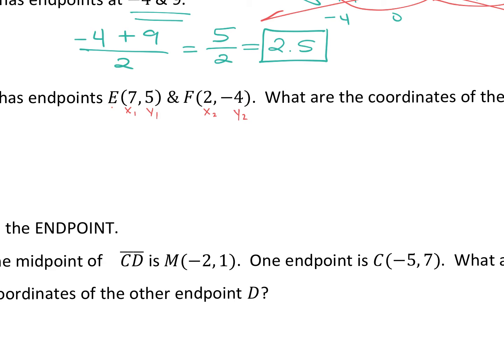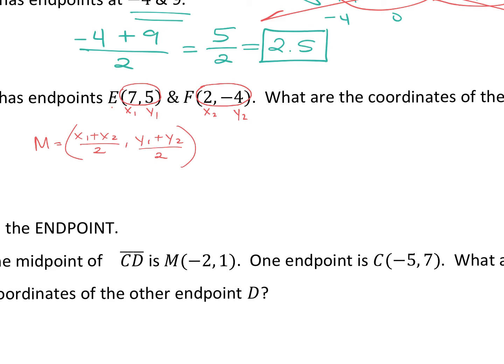But if you mix up the ones with the twos, you will get the wrong answer every time. Okay, so just make sure we're doing, for the midpoint, x1 plus x2 divided by 2 and y1 plus y2 divided by 2. The most common mistake I see made on this is people add these two together and then they add these two together.